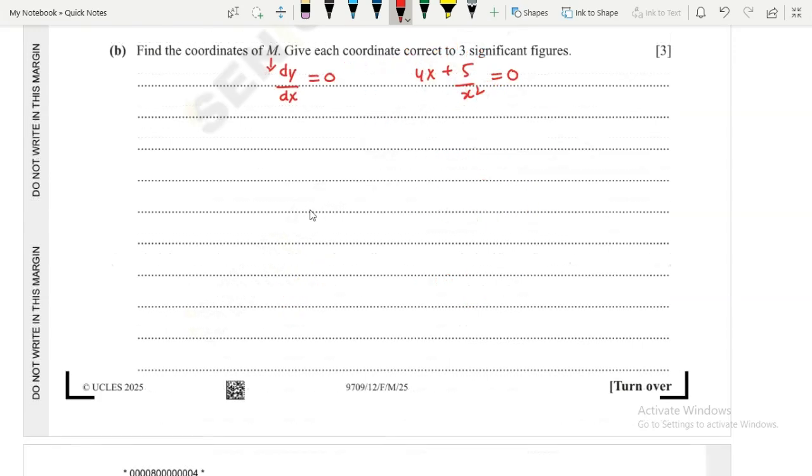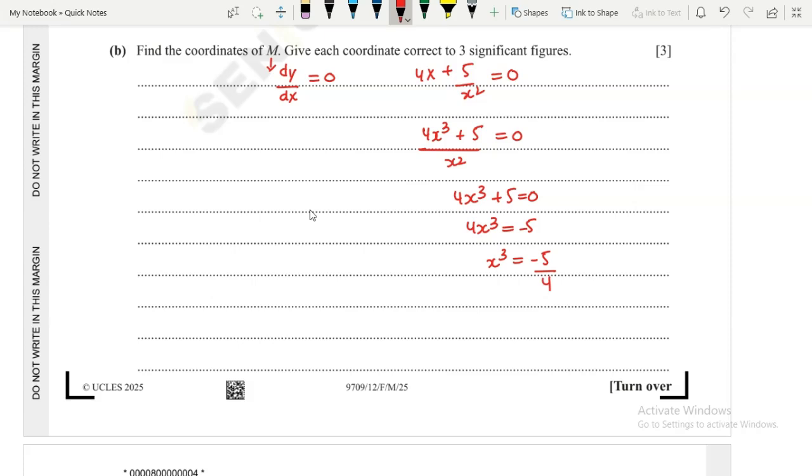So now let's just take the LCM. This becomes 4x cube plus 5, divided by the x square, and this will be equal to 0. Then we have this 4x cube plus 5, the x square is multiplied with 0, so it becomes 0. This becomes 4x cube is equal to minus 5, and x cube will be equal to minus 5 by 4. So now we are also getting the same.